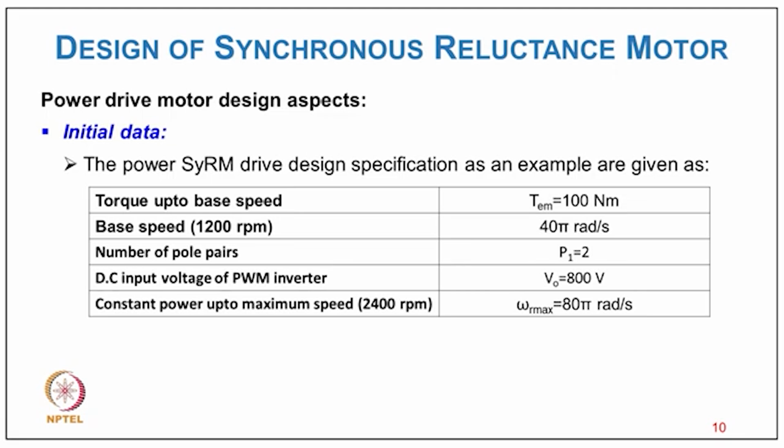The initial data: a power SRM drive design is taken as an example. Torque up to the base speed Tm equal to 100 Newton meter, base speed 1200 RPM, that is 40 pi radian per second, number of poles p1 equal to 2 or 4 pole, DC input to the PWM inverter V equal to 800 V, and constant power up to the maximum speed of 2400 RPM, equal to omega r max of 80 pi radian per second.